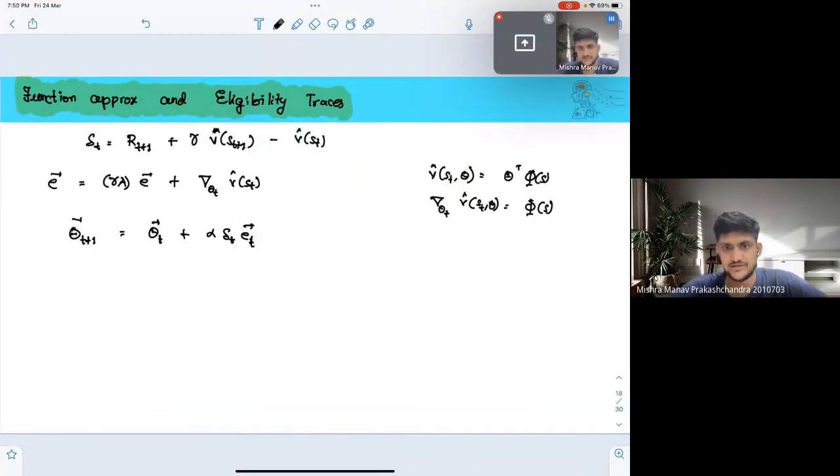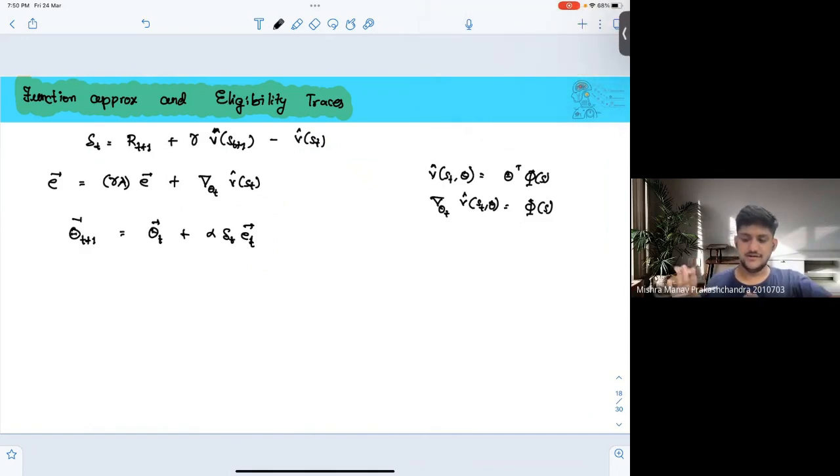Yeah, so this is how eligibility traces would also work when I'm trying to do function approximation, or when I'm trying to do a pointwise theta update over here, right? So this is how this method holds true even for this particular case.